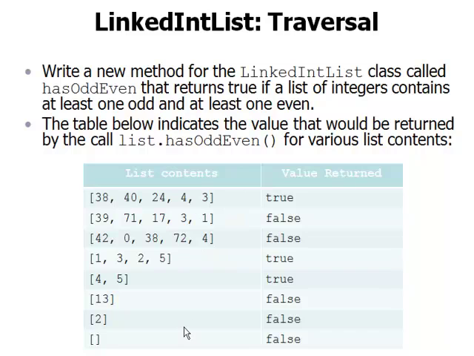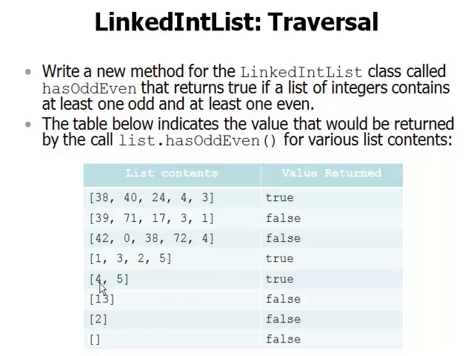So we have some examples here of things that might be in the list and the value we're supposed to return. So here there's a bunch of even numbers, but there's an odd at the end, so it would be true that there's at least one of each. Here they're all odd numbers. Here they're all even numbers, so we get a false. Shorter list here, but there is one even among those three odds, and so it would be true.